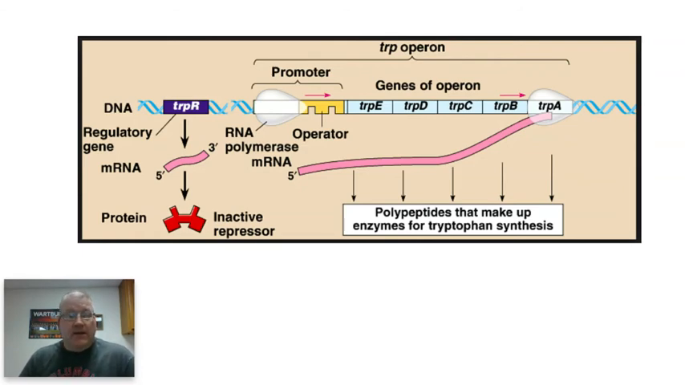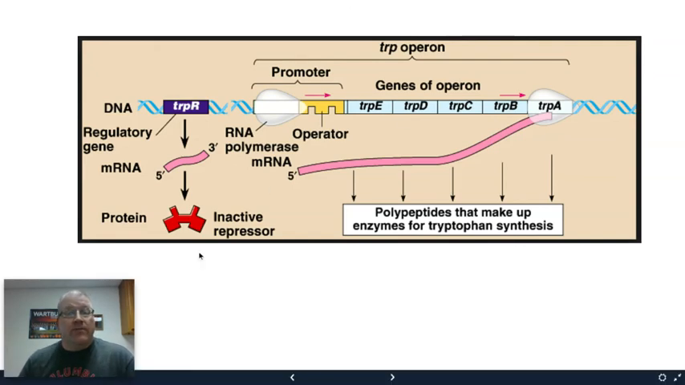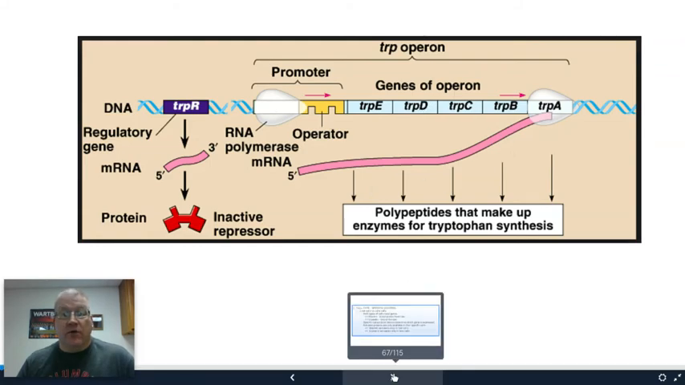But Mother Nature has no time to waste. So if there's plenty of tryptophan, she's going to turn this whole system off. So tryptophan actually acts as a co-repressor. Tryptophan would fit here, changing the configuration of this protein, allosteric control of this protein. So we have plenty of tryptophan. Tryptophan binds to the repressor, changing the shape of it. That repressor now fits in the operator, turning this whole thing off. Because if we have plenty of tryptophan, there's no need to produce the machinery needed to make more tryptophan.